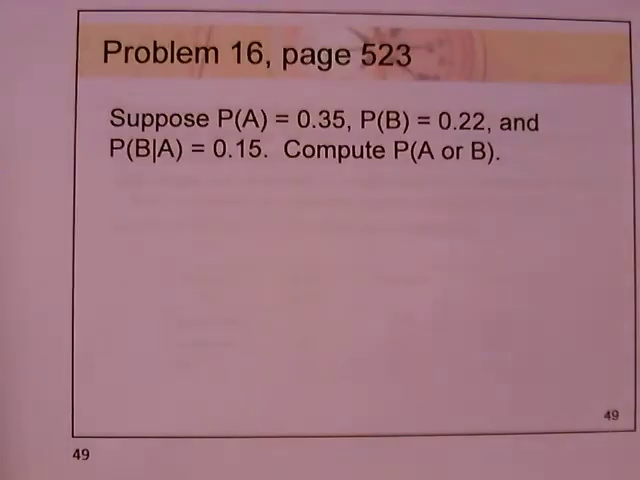All right, take a look at problem number 16 on page 523. It says here, suppose the probability of event A is 0.35 and the probability of event B will be 0.22. And the probability of event B given A will be 0.15. And I want to compute the probability of events A or B.